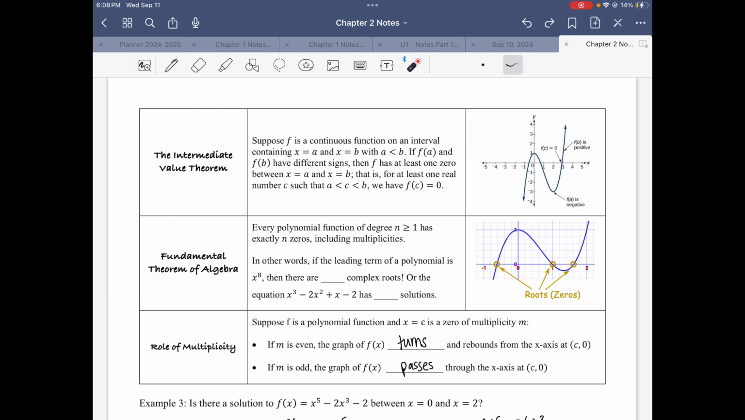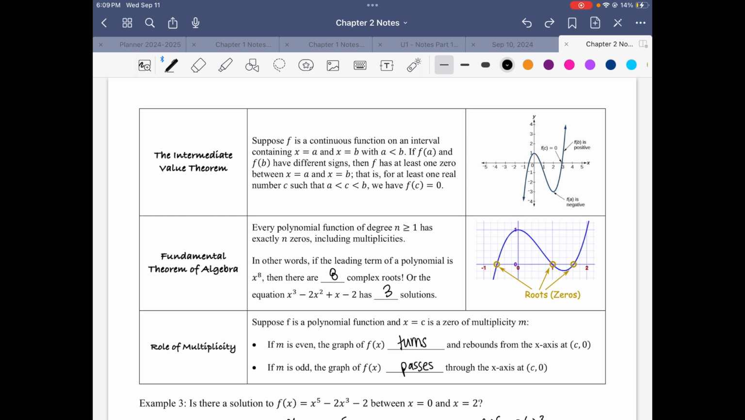Okay, the fundamental theorem of algebra states that for every degree of the polynomial, there are that many complex roots. So if you have x to the 8th being the leading term, then there are 8 complex roots. If the equation is x to the 3rd minus 2x squared plus x minus 2, then it has 3 solutions. Okay, notice the word complex here. Some of them could be imaginary, and we will get into that.